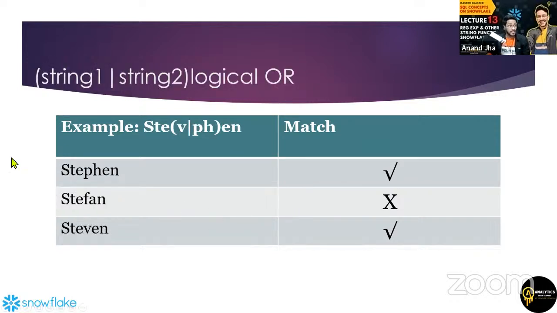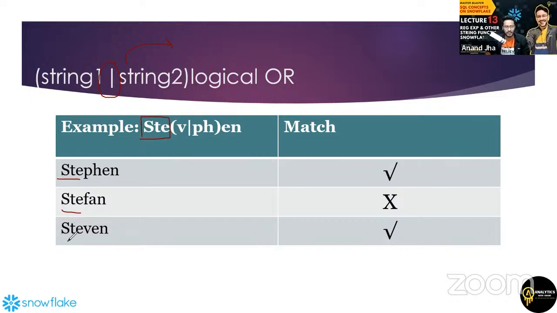Next. Yes, this is very, very important. This single one I have given you is for the logical OR. Agar aisa, nahi to aisa. Right? Or condition. So listen very, very carefully, otherwise you'll go wrong here. I have written the word STE.